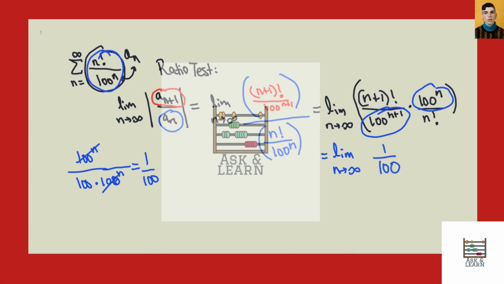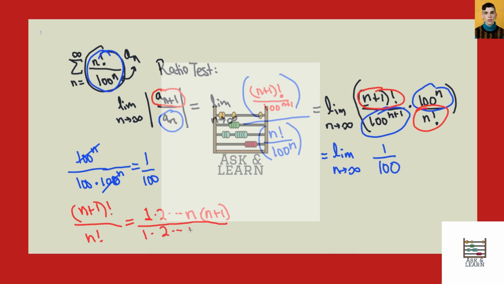And now we have to deal with these factorial terms here. So if you see n plus 1 factorial over n factorial, let's go to the definition. This is just the product of all the integers all the way up to n plus 1 in the numerator, and n factorial in the denominator. And so we see we only cancel the first n terms here, and we're still left with n plus 1.